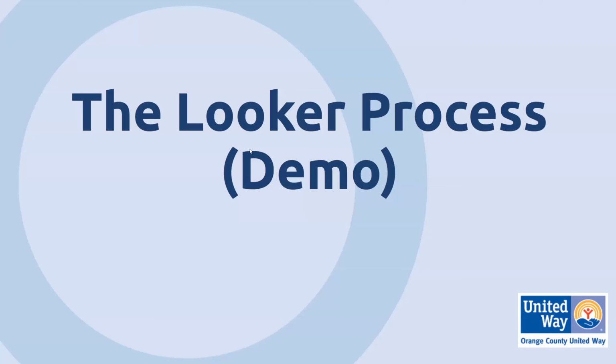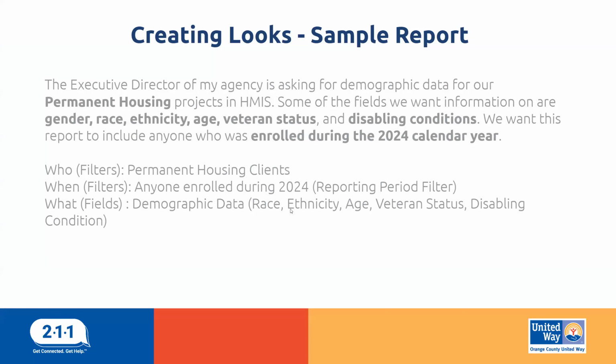And now I'm going to go over the example that we're going to use to show you how to build the report from the ground up. So for our first example, the situation is that the executive director from my agency is asking for demographic data for our permanent housing projects in HMIS. Some of the fields we want information on are gender, race, ethnicity, age, veteran status, and disabling conditions. And we want this report to include anyone who is enrolled during the 2024 calendar year.